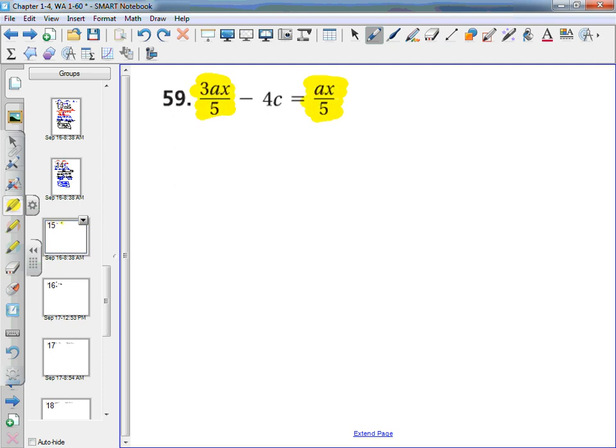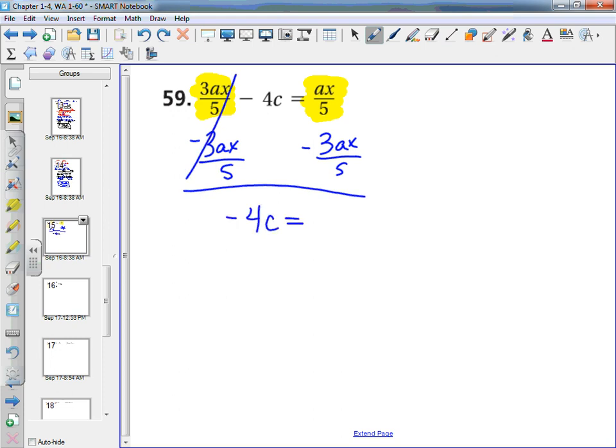What are those? They're like terms. They have exactly the same variables, and they have exactly the same denominators, don't they? Can I bring them all over to one side? I can. So I'm going to subtract 3ax over 5 from both sides. That's gone, and I'm left with negative 4c, because that's what's on the left-hand side. And now what is 1ax over 5 minus 3ax over 5? Negative 2ax over 5.